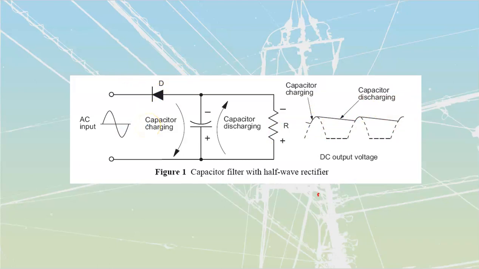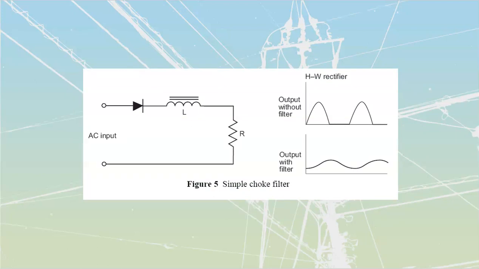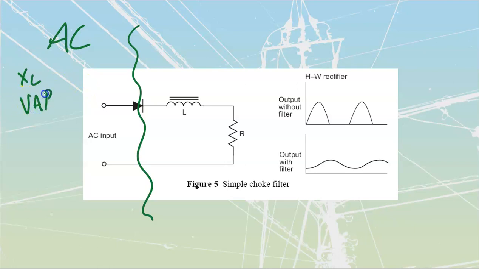Okay, let's talk about inductor filters next. Once again, before we start trying to figure this out, we need to define where in the circuit this inductor is. Let's draw that line over there. This side over here is AC. Inside of AC, we would have things like XL, and we would have VARs lagging, and we would also have power factor that would be lagging, etc.